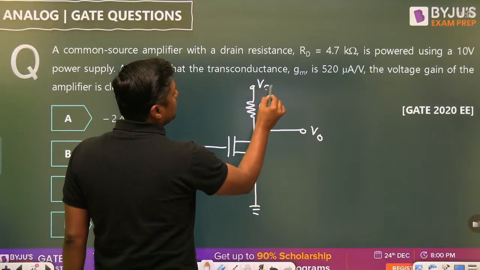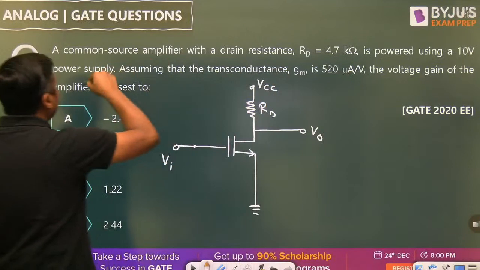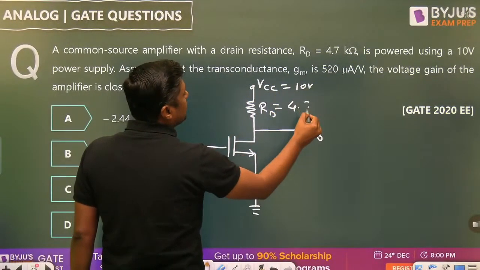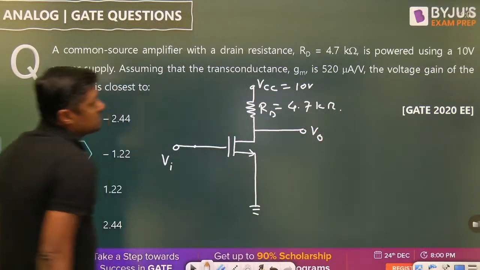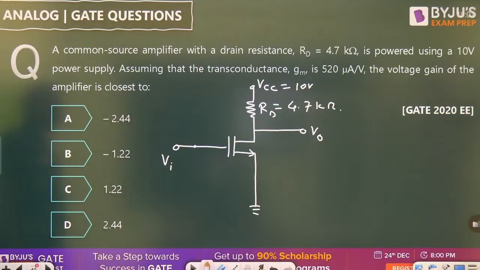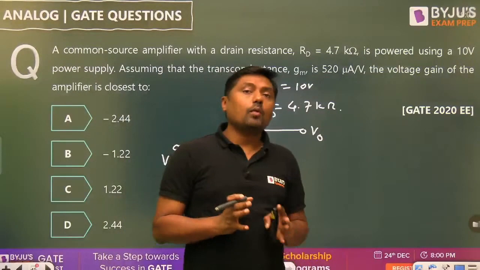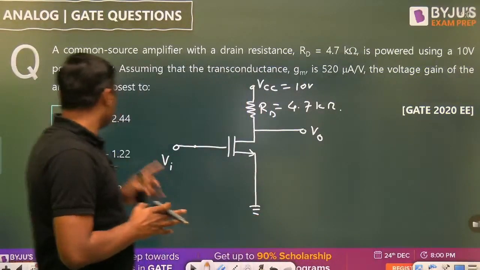And here we are giving the supply. So it is powered using a 10 volt power supply. This is the 10 volt. And what is the RD? 4.7 kilo ohm. Right. The voltage gain of the amplifier is closest to. So what is the voltage gain of the amplifier? You are giving the answer A.